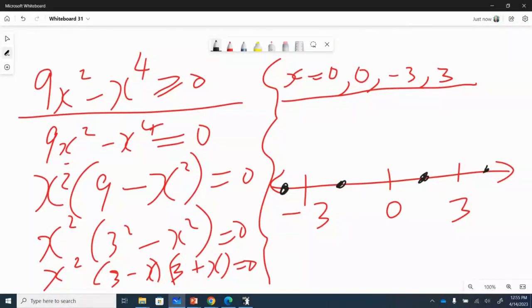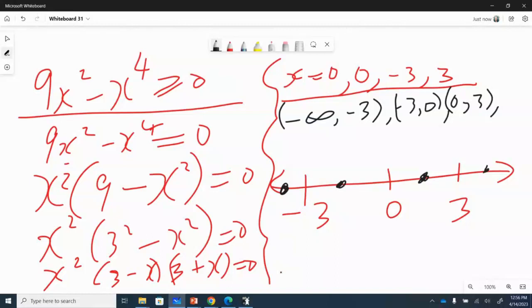And by the way, you could be told to list the intervals. So the first interval is from -infinity to -3. The second interval is from -3 to 0. The third interval is from 0 to 3, just in case you're told to list it. And I'm sure there is one in the test that says list the intervals. And the last interval is 3 to positive infinity. So you should be able to list the intervals.